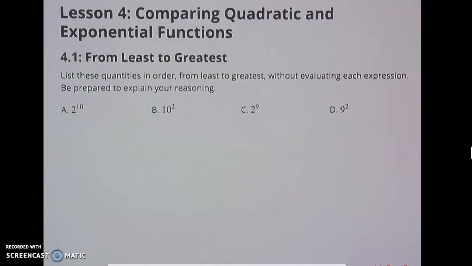Today we're going to talk about comparing quadratic and exponential functions. So let's get started with a warm-up. It says, list these quantities in order from least to greatest without evaluating each expression. Be prepared to explain the reasoning.